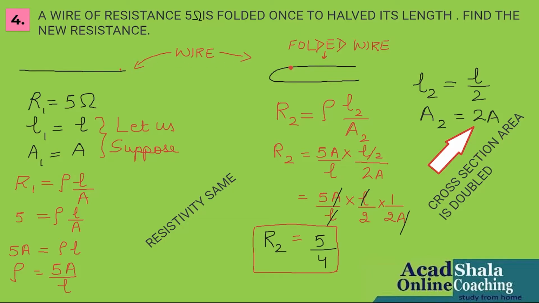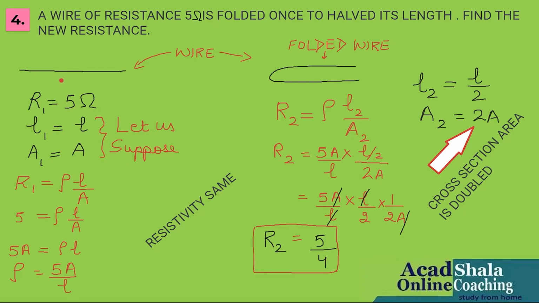So I have placed the two cases over here in front of me. In the first case, let me check what is given. R1, that is the 5 ohms given in the numerical. I've written over here length and area, let us suppose ourselves only to solve the numerical.